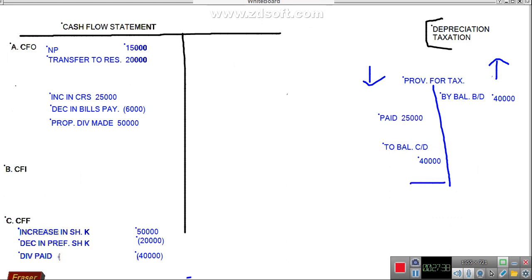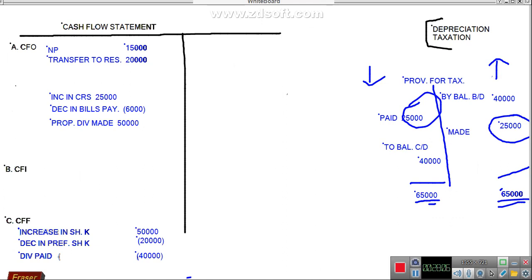Now just do the balancing. It is 65,000. Here also it will be 65,000 if you have to balance it. And then the balancing figure is 25,000. Now the balancing figure is on the credit side, so it will be the provision made during the year. So you got made is also 25, paid is also 25.